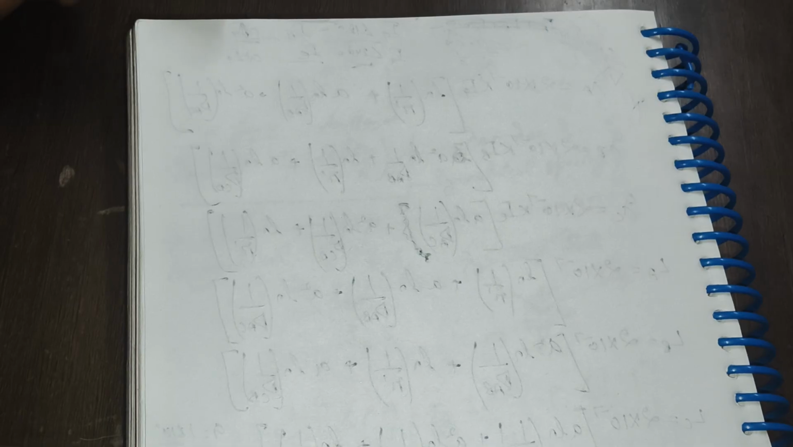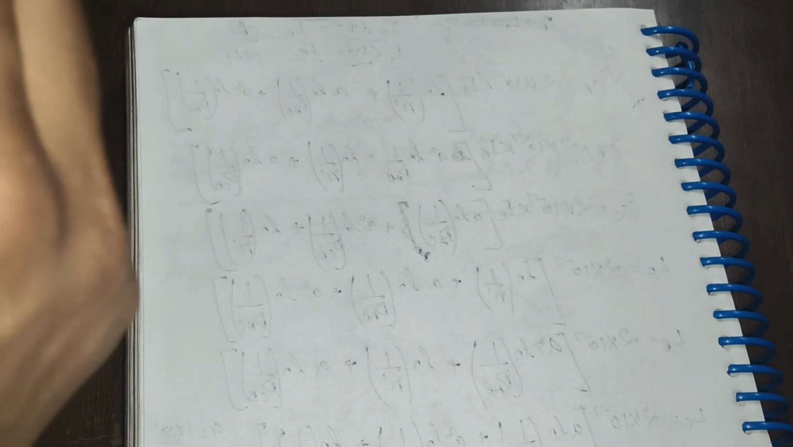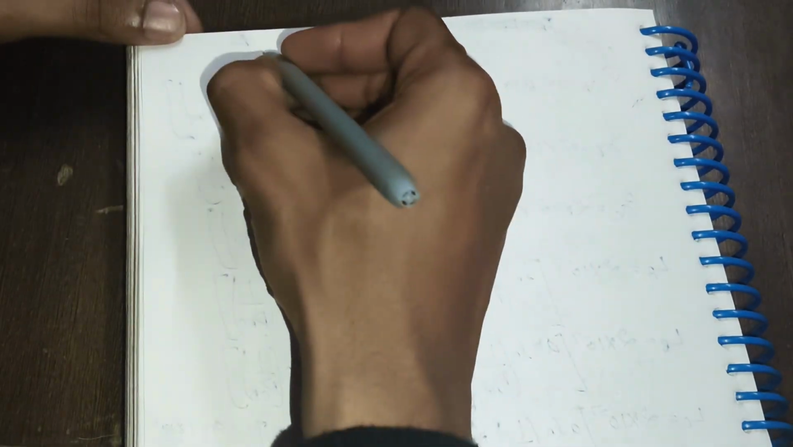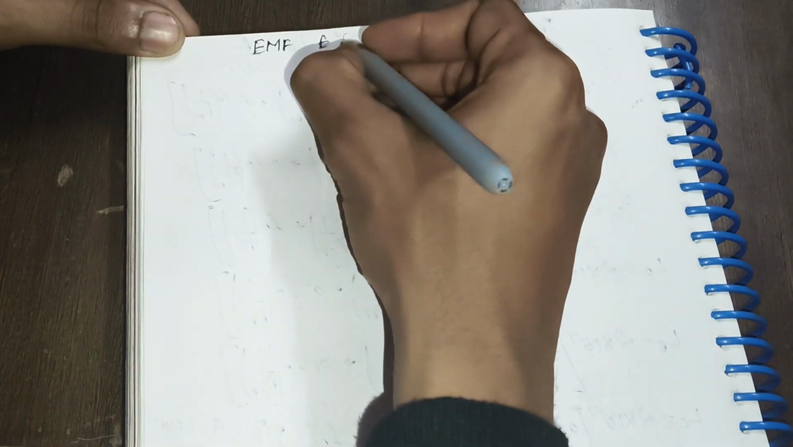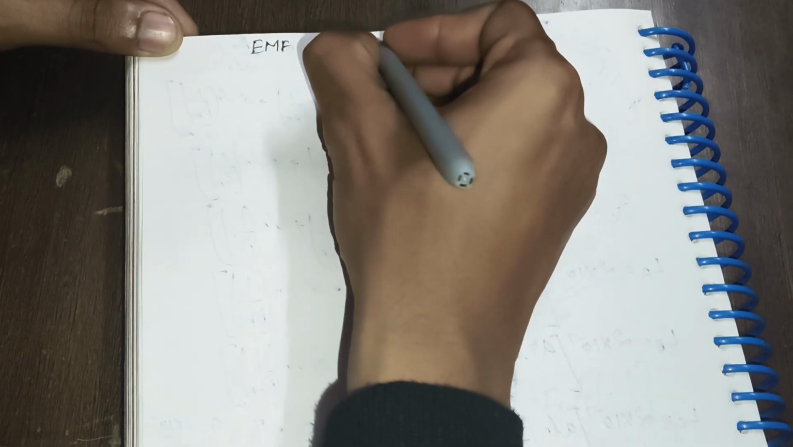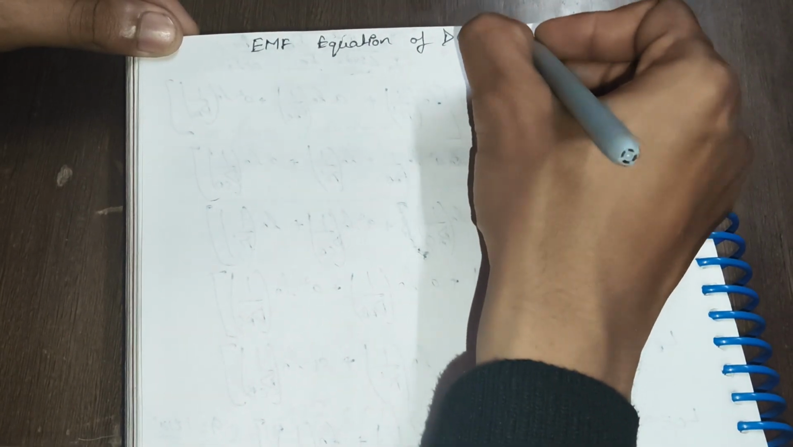Hello everyone. So today we are going to let you know about the EMF equation of DC machine. We have already covered basic construction, introduction, classification, working principle and basic laws of DC machine. So today we are going to talk about the EMF equation of DC machine.